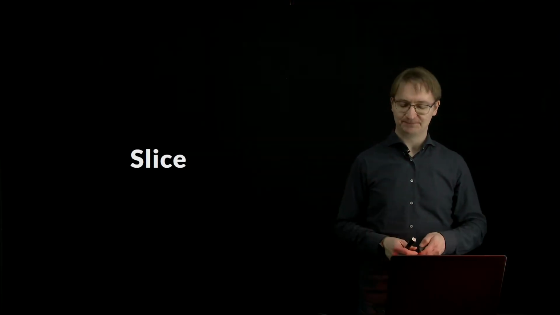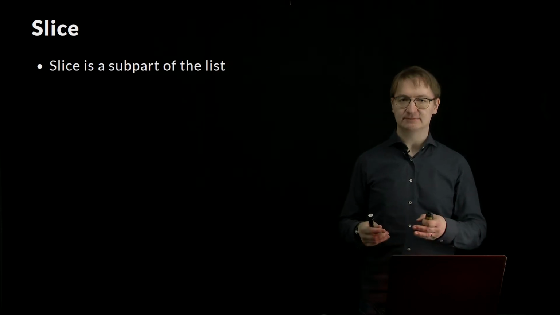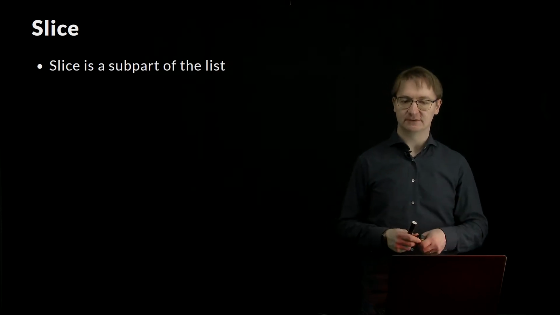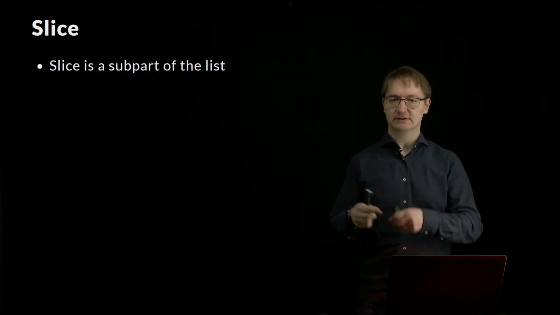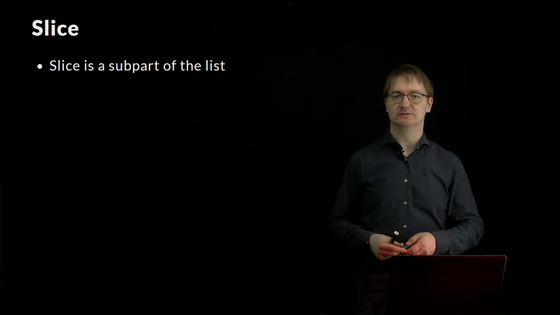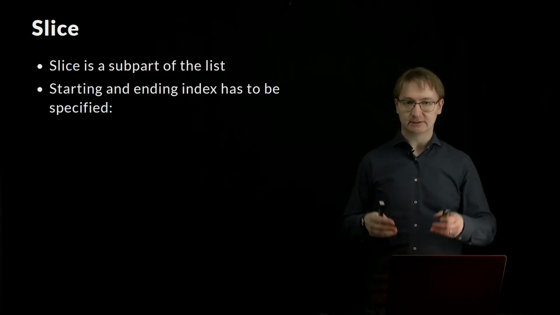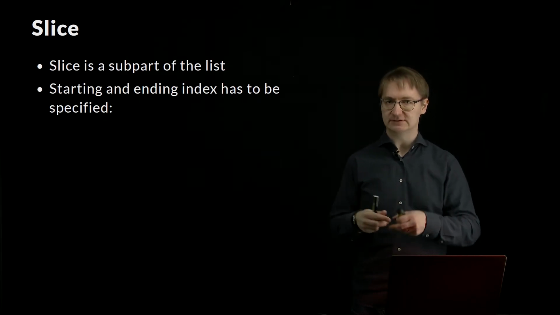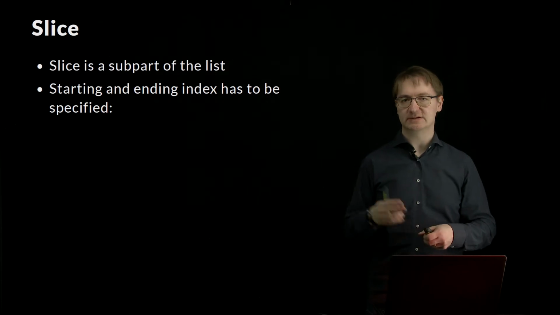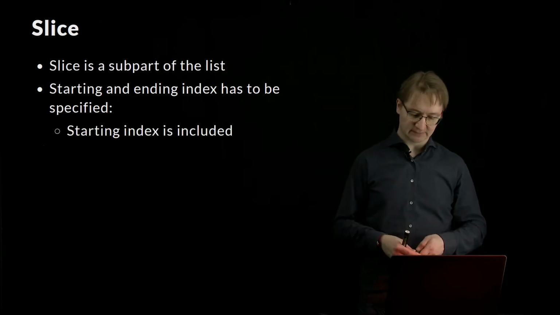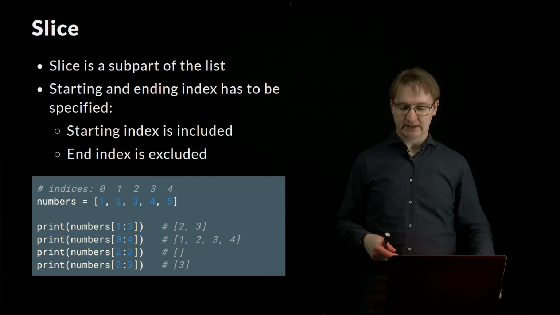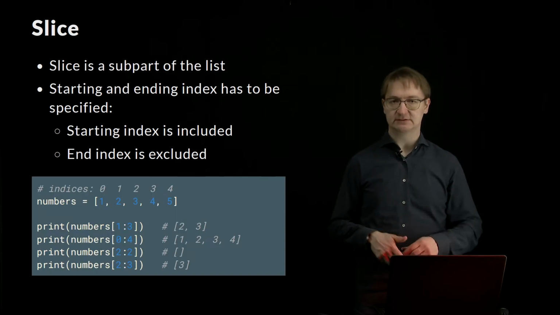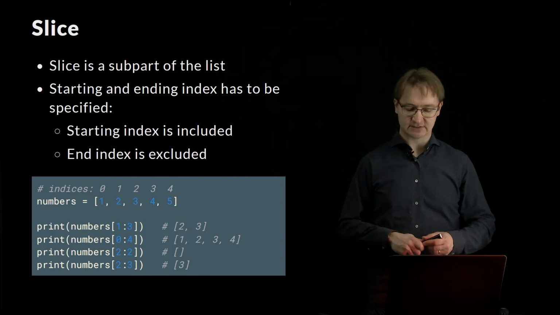In this video we will talk about list slices. A slice is a part of a list. So if we want to take a sub part or sub list of a certain list, then we can use slicing. To take a slice, we need to specify the starting point and the ending point. Basically it's a starting index and the ending index. The start index is included and the end index is excluded.